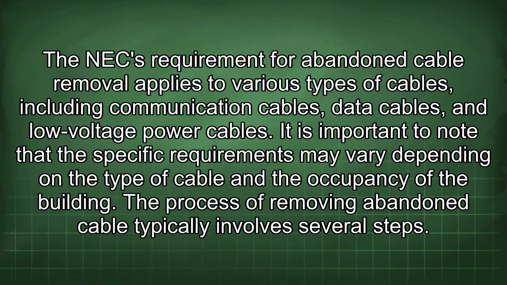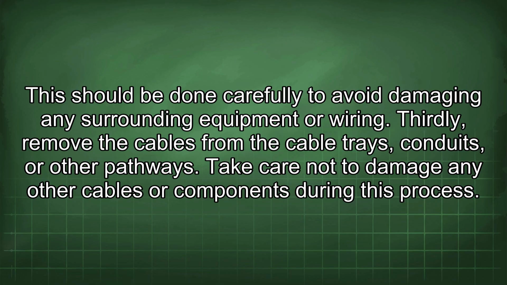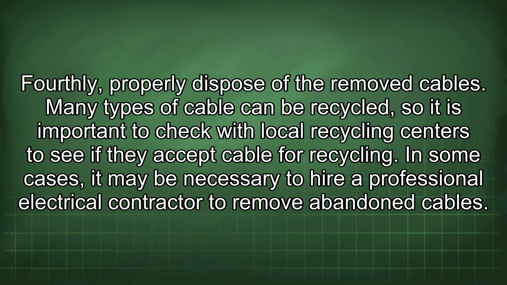The process of removing abandoned cable typically involves several steps. Firstly, identify the cables that are no longer in use. This may require tracing the cables back to their origin and verifying that they are not connected to any active equipment. Secondly, disconnect the cables from any termination points. This should be done carefully to avoid damaging any surrounding equipment or wiring. Thirdly, remove the cables from the cable trays, conduits, or other pathways. Take care not to damage any other cables or components during this process. Fourthly, properly dispose of the removed cables.